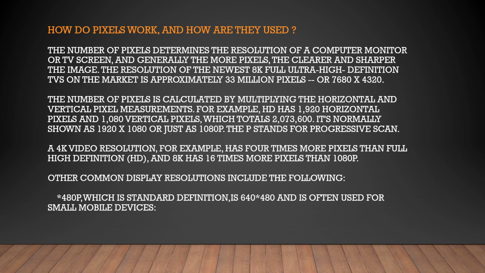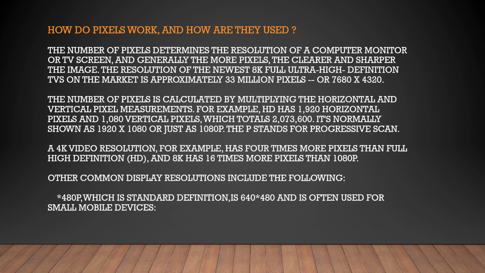For example, HD has 1920 horizontal pixels and 1080 vertical pixels, which total 2,073,600. It's normally shown as 1920 x 1080 or just as 1080p. The P stands for progressive scan. A 4K video resolution, for example, has 4 times more pixels than full high definition HD, and 8K has 16 times more pixels than 1080p.